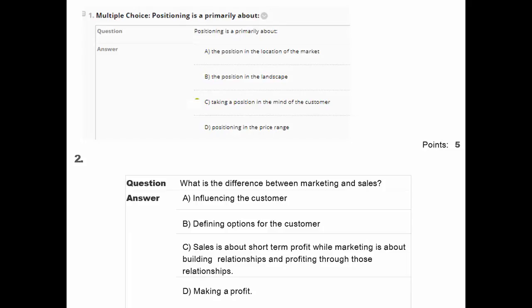Now, the first question is about positioning, and what I was shooting for with this question is, do you understand what positioning means? And if you look at the slides, the definition is a position you take in the customer's mind. So the answer is C, taking a position in the mind of the customer. Some of these questions are straightforward.